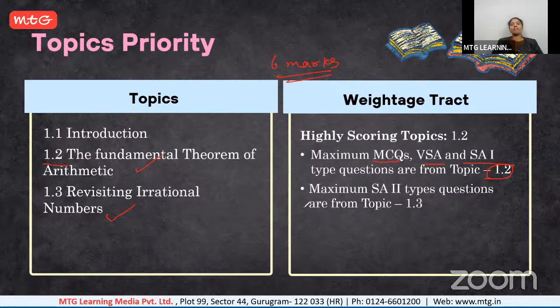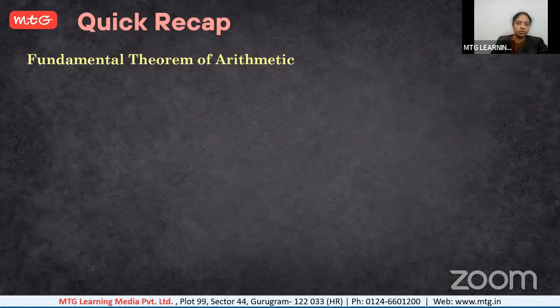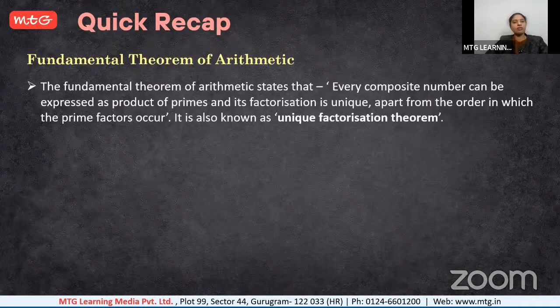After this, we have revisiting irrational numbers, where you'll be getting long answer type or short answer type questions. So this is the next category of questions. First, let's have a quick review of this chapter's content. So here we go. The first one is the fundamental theorem of arithmetic. Start making notes of the basic key concepts of the chapter. Here you go with the first one.